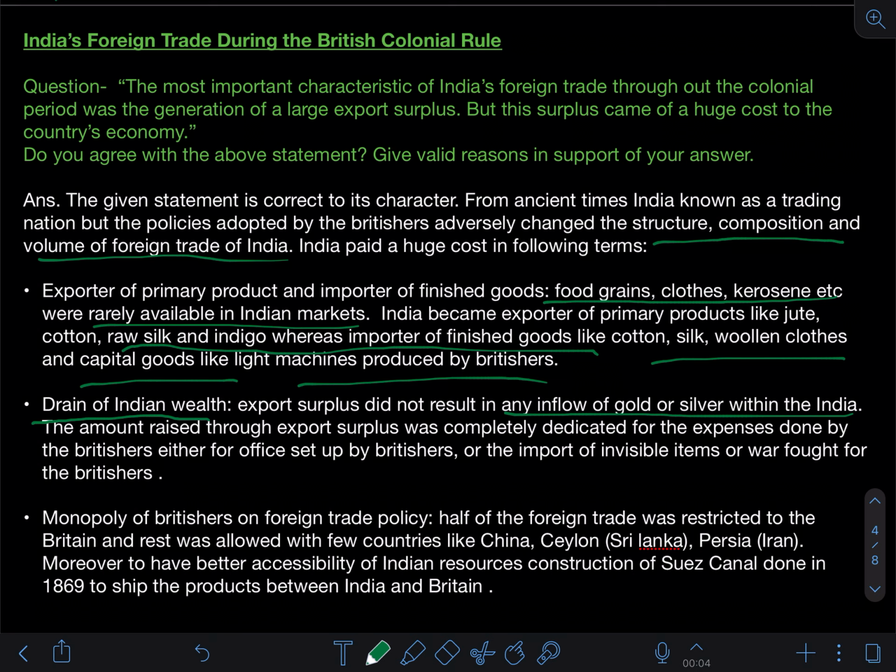The amount raised through the exports was completely dedicated to the expenses of the Britishers, either for setting up their offices, or for the import of invisible items, or for fighting wars. So whatever wealth they were earning through that export surplus was completely utilized by the Britishers for their own benefit, for running their administrative expenses or fighting wars. So that was the state in terms of wealth.